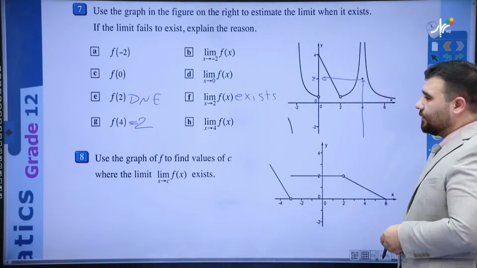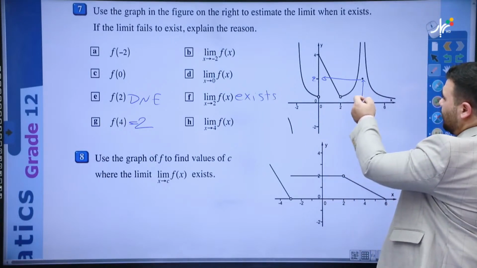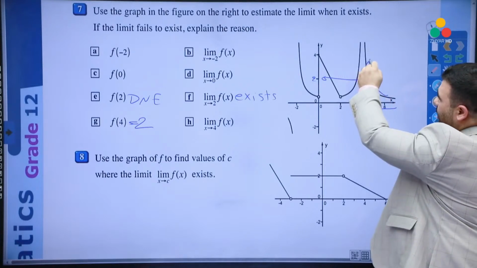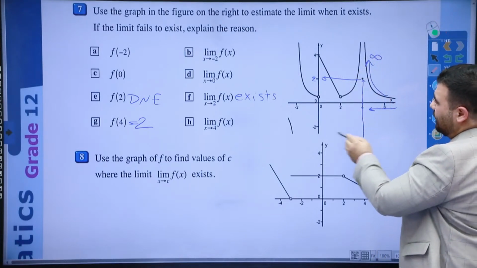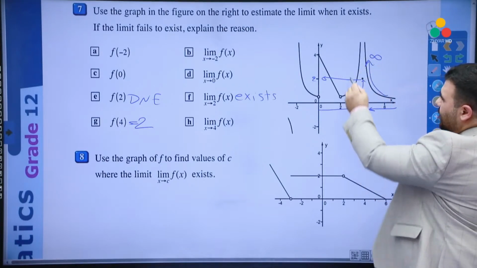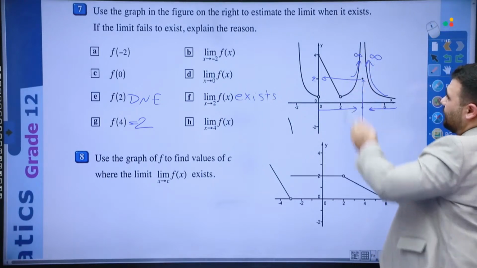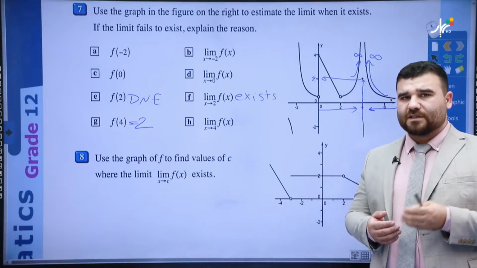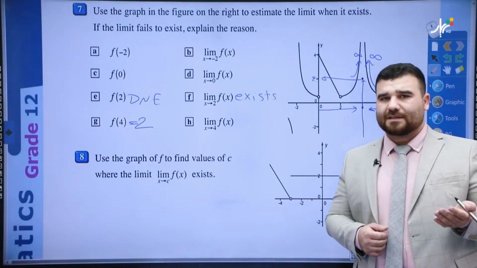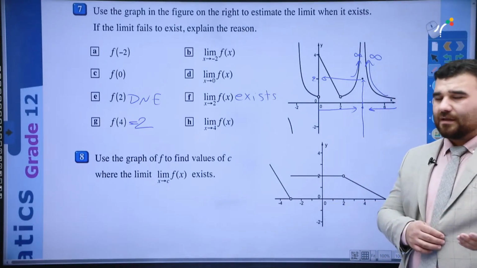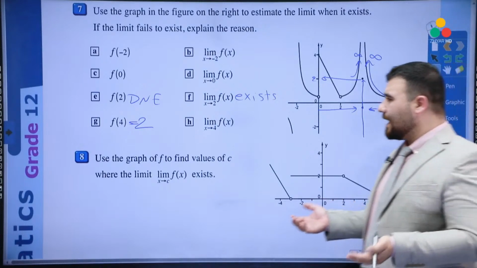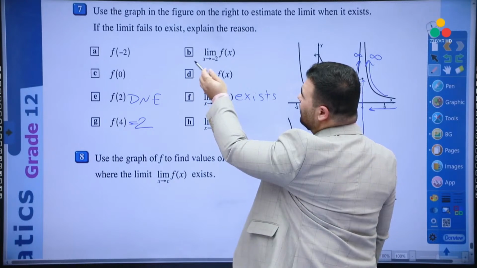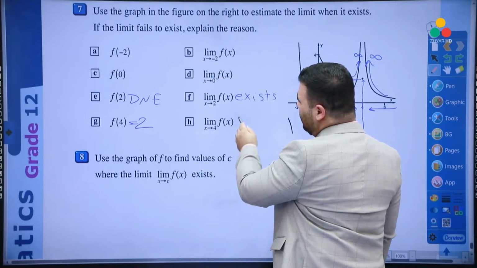Limit x approaching 4. If we get closer to 4 on the right side, the graph is going up, that's infinity. If we get closer to 4 on the left side, the graph is going up, which is also infinity. Then this limit is infinity, but infinity is not a real number. It's not like 5, it's not like 10. Then as a limit, it has no certain value to approach. The limit is infinity, but if it's about exist or not exist, this one does not exist.